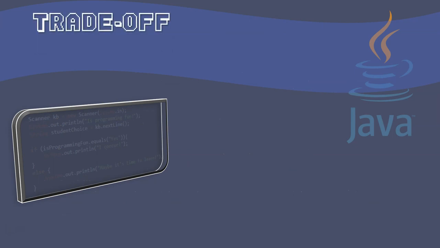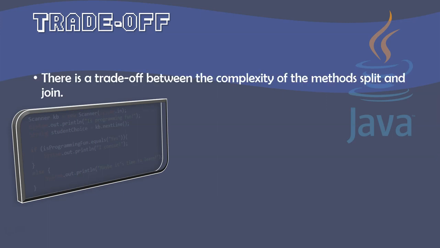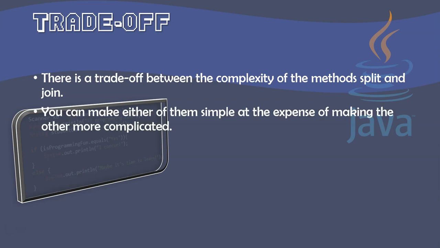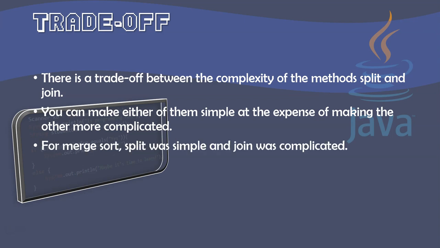Now, obviously, there are some trade-offs that we have to discuss when using this approach. One of the things you'll notice is there is a complexity trade-off between the methods split and join. You can make either one of them simple at the expense of making the other more complicated. For our merge sort algorithm, the split method is going to be fairly simple, and the join is going to be much more complex. So let's take a look at that in our example.